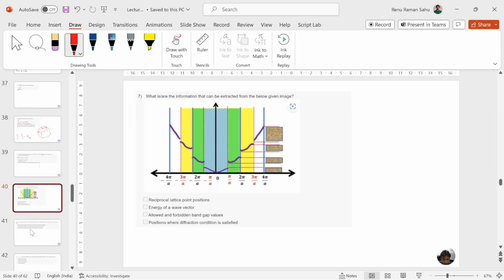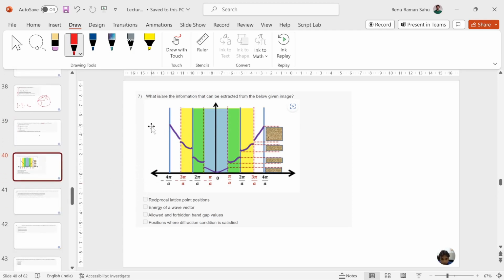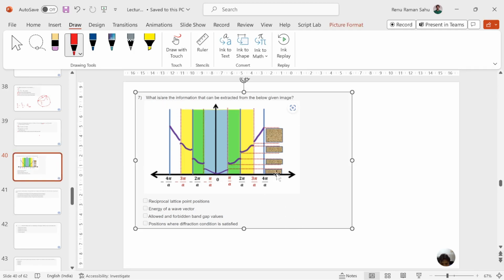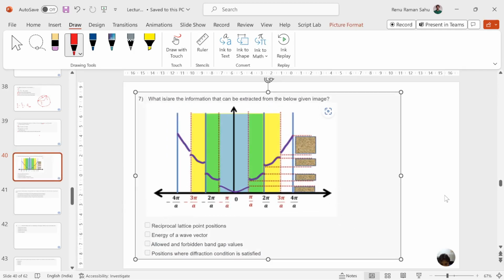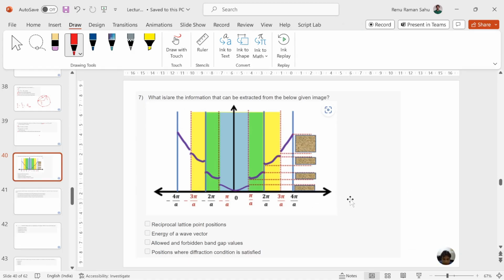What about this? Yeah, this is what I was trying to understand. What we are asking is what information can be extracted. We have forbidden bands. Can the reciprocal lattice point positions be extracted from here? Yes, because these are your reciprocal lattice point positions. The energy of a wave vector you can find, allowed and forbidden, because this is the diagram about energy.